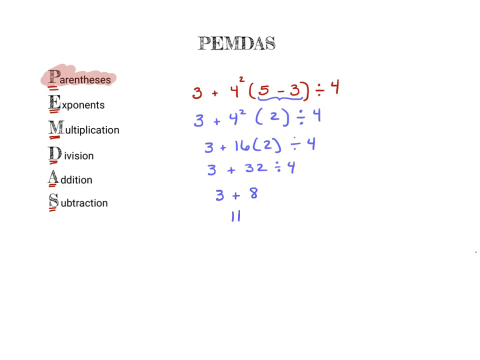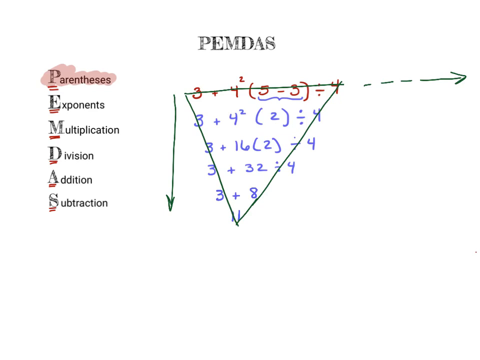One thing I would like to note here is notice how the problem works down in this kind of triangular fashion. That's how your work should look. Don't work horizontally on your paper and write stuff this way. Instead, work downward, simplifying things and making the problem smaller as you go.